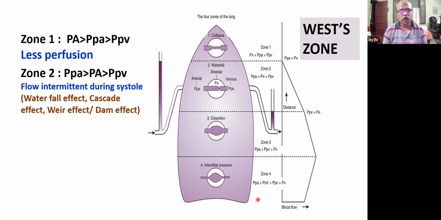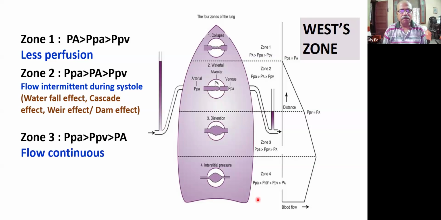Then we come to the second zone, or zone 2, where the pulmonary arterial pressure is more than the alveolar pressure, but both these pressures are more than the pulmonary venous pressure, and we call it a waterfall effect, or cascade effect, or weir effect, or dam effect. The flow is intermittent during systole, because during systole the pulmonary arterial pressure becomes more than the alveolar pressure, so blood flow is occurring during the systole. Zone 3, where the arterial pressure is more than the venous pressure and alveolar pressure is much less. So the flow remains continuous in this area.